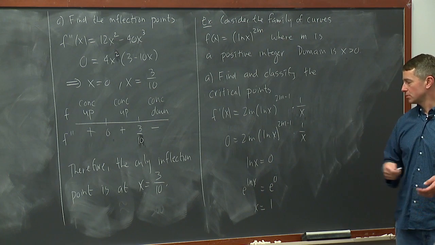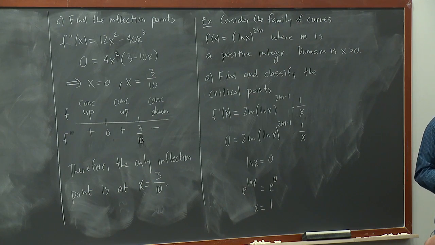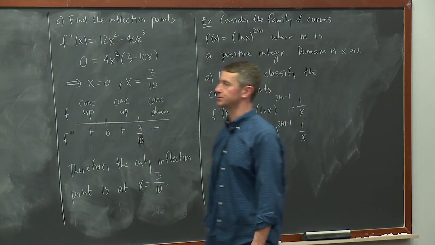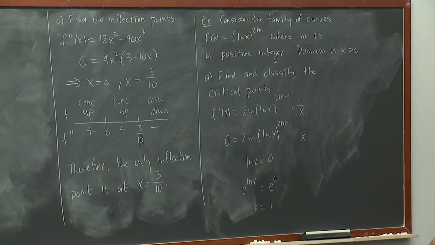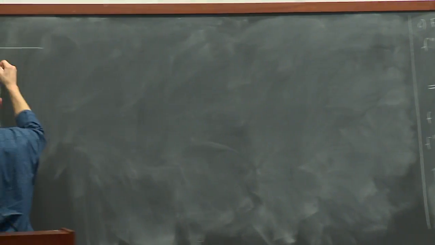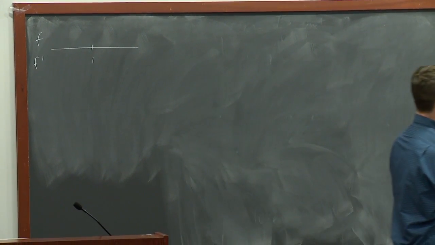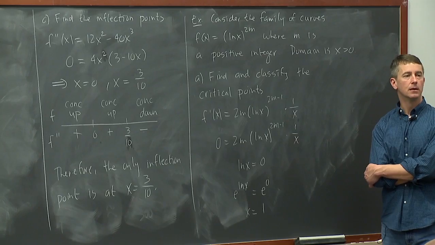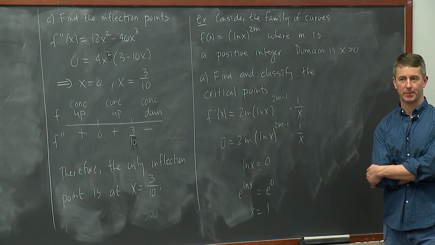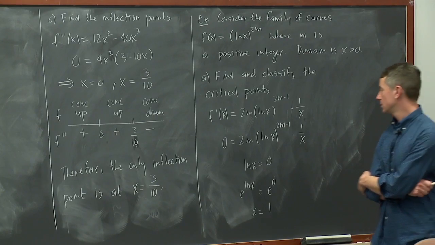And can 1 over x ever be 0? No, because fractions are only 0 when their numerator is 0. So our only critical point is x equals 1. What should we do with that number line? What's a nice number we can pick on the left of 1? Yeah, it would be nice to pick 0, but can we pick 0? It's not in our domain, right? So we could pick, say, 1/2.